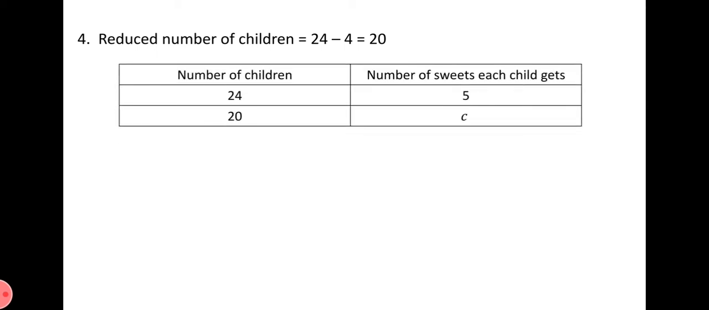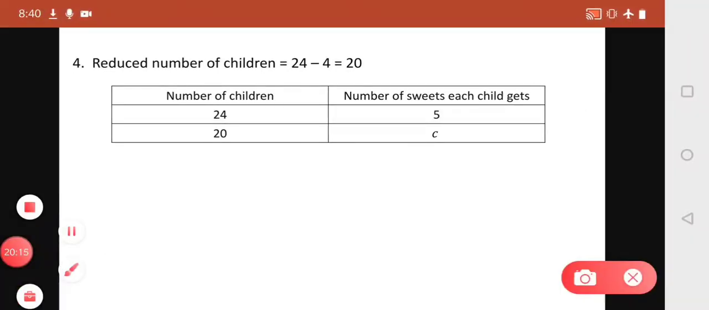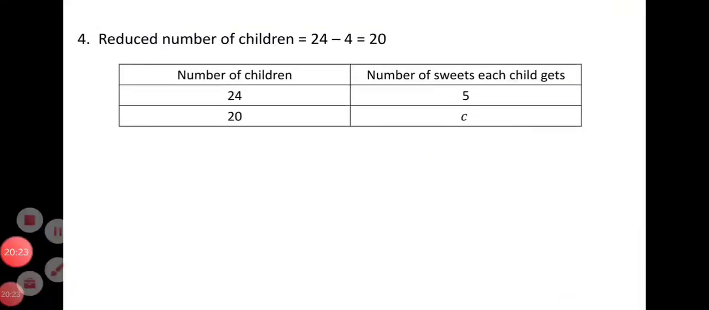Now reduced number of children means there are 24 children and from that 4 are reduced, so we will get 20 children. So let us prepare one table. Where a table is not given, you have to compulsorily make a table, so that it is easier for us to do the work. Now let the number of sweets each child gets be x. This is x. By mistake it is written again as C. This is x only. Please write it as x. I will mention it clearly.